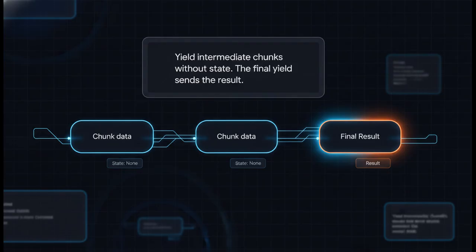Intermediate chunks must yield the chunk data alongside a state value of none. By explicitly returning none for the state during those intermediate yields, you are telling the system to delay the database update until the stream is fully exhausted and the final, combined response is actually ready.